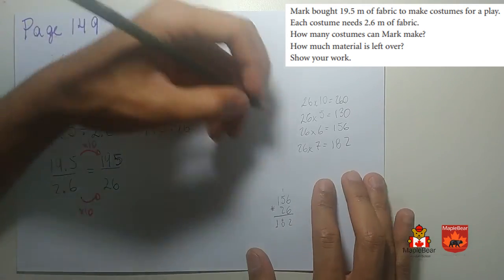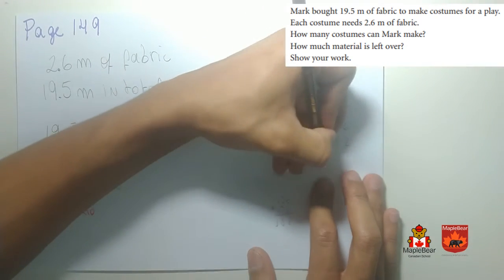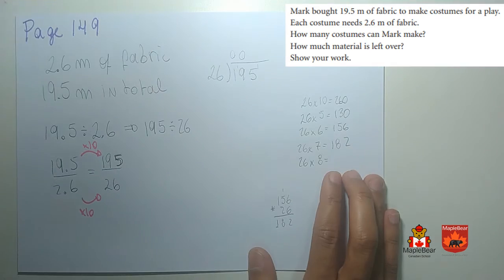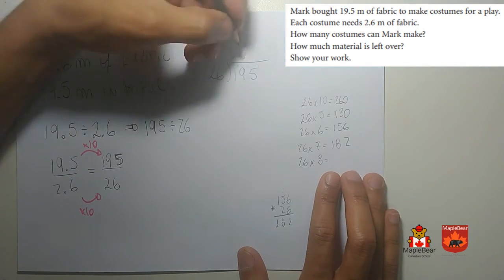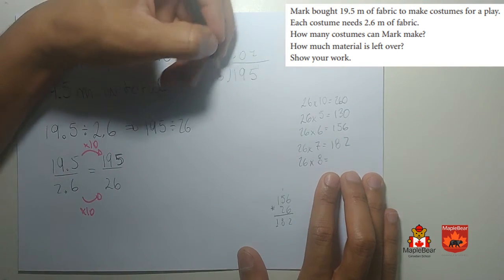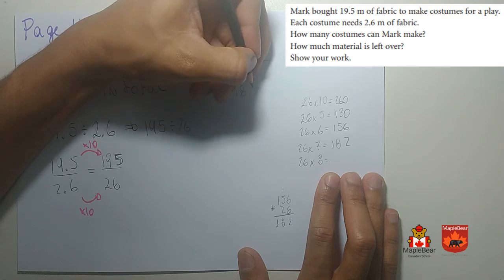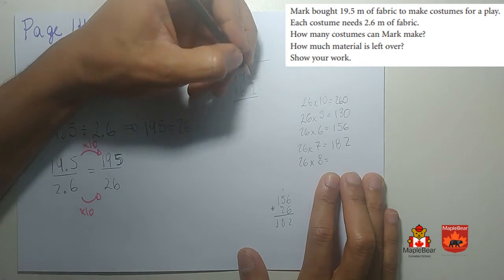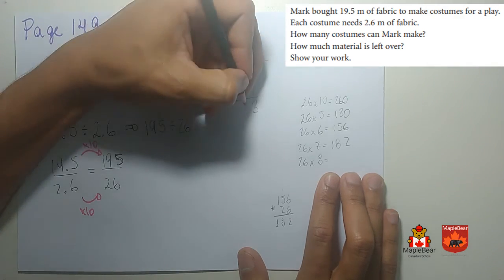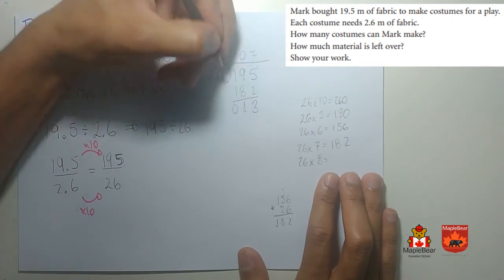If I go one number greater, I already know that this number is going to be greater than 195. So here my answer will be 7. 26 times 7 is equal to 182. Okay, 5 minus 2, 3. 9 minus 8, 1. 1 minus 1, 0.